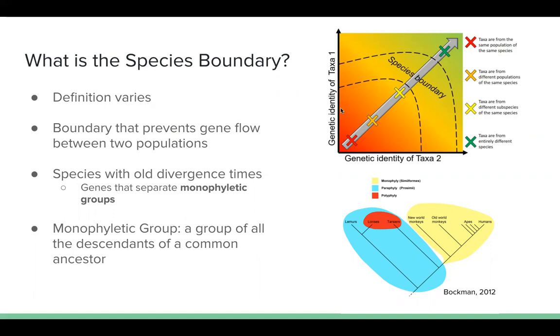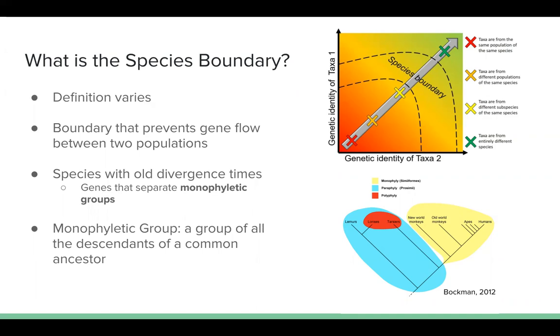You can see the genetic identity of two populations diverging, becoming increasingly separate from one another. As that occurs, you eventually get to a point, demonstrated here by this yellow X, where they're subspecies of the same species, but they're still the same species. Then as you continue, you get to a point where they're entirely different species. The region between those two points is called the species boundary.